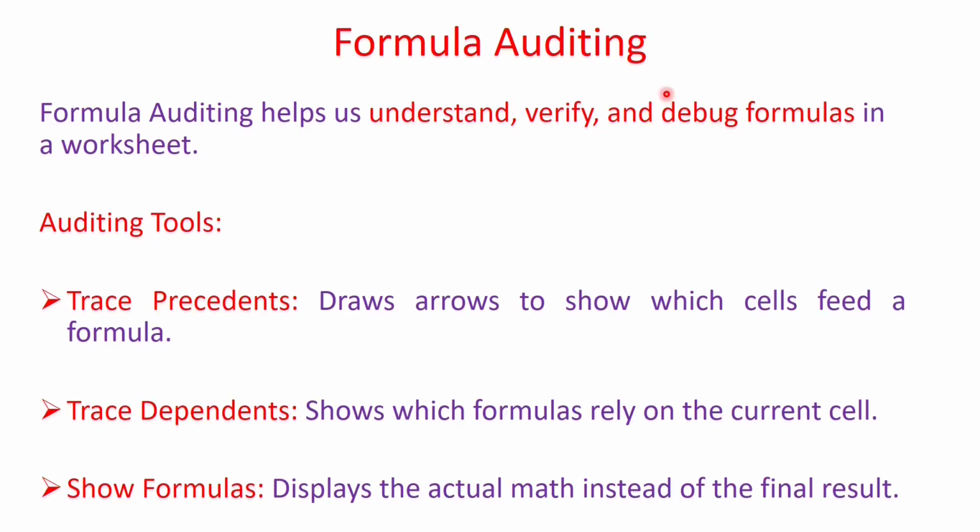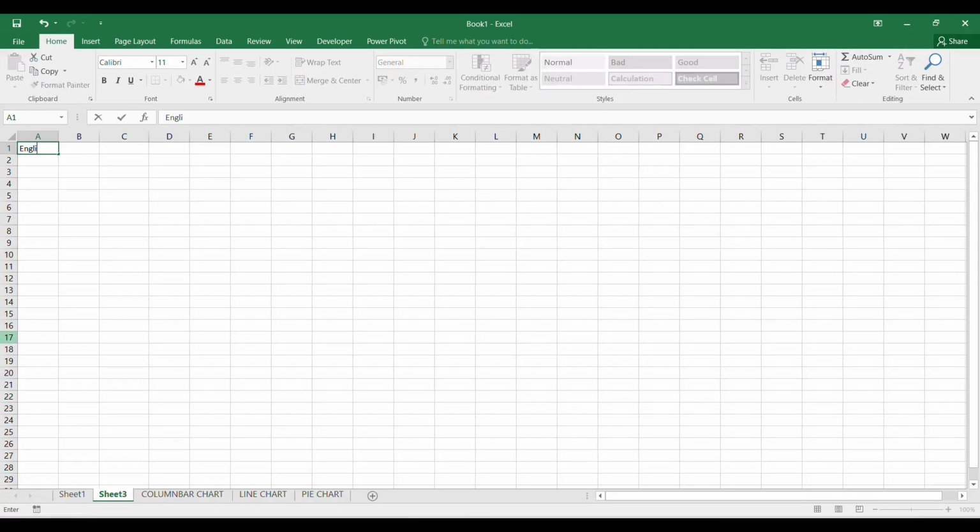Next, formula auditing. Formula auditing helps us to understand, verify and debug formulas in a worksheet. It shows which cells are used in a formula and which cells depend on a formula. Let me create a simple example. In cell A1, I type English. In cell B1, I type Max. In cell C1, I type Total. Now I enter the marks in A2 as 40 and B2 as 50, and in C2 equals A2 plus B2. Then the total marks are displayed as 90 in cell C2.